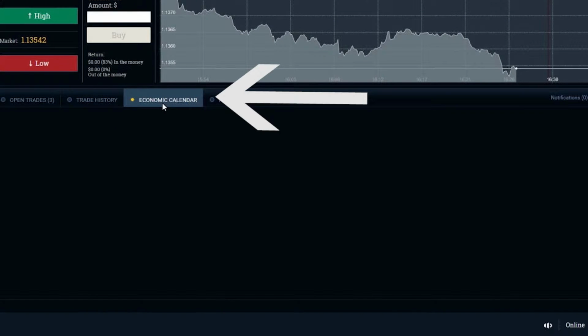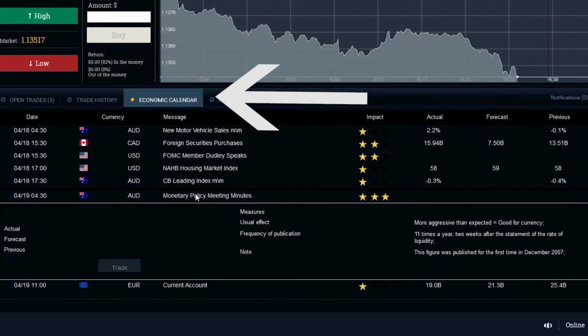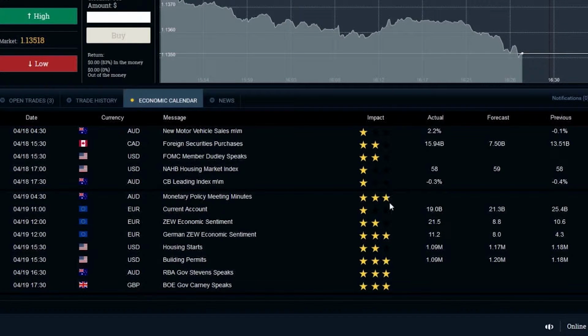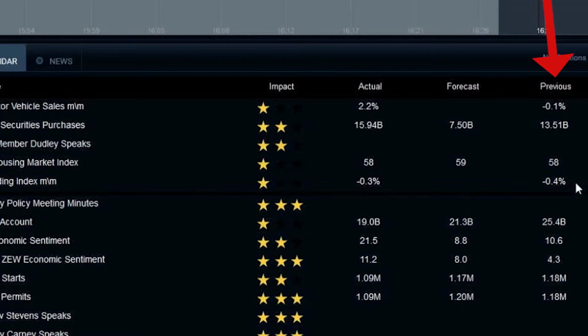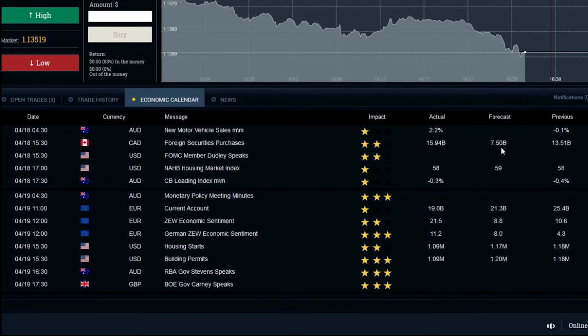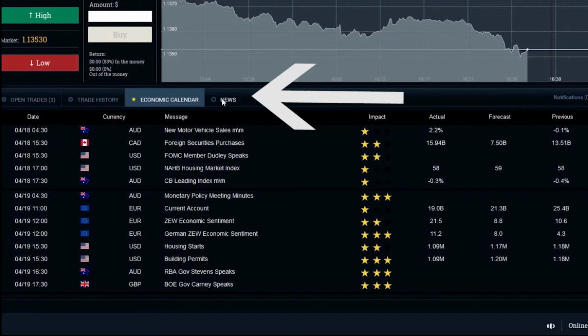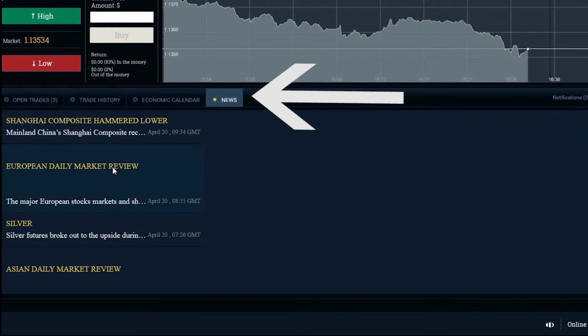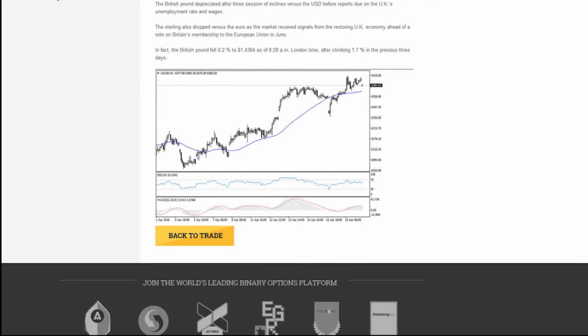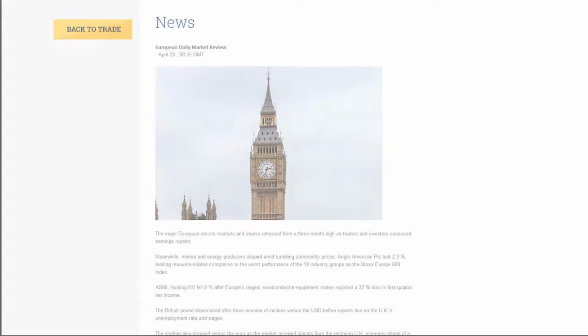The Economic Calendar tab shows us the week's key economic events. Gauge the impact by the number of stars, with 3 stars indicating highest impact. We also see the previous reading, forecast and actual results for each indicator, as well as what asset it affects. Finally, the News tab is an RSS news feed that links to the specific story referred to.